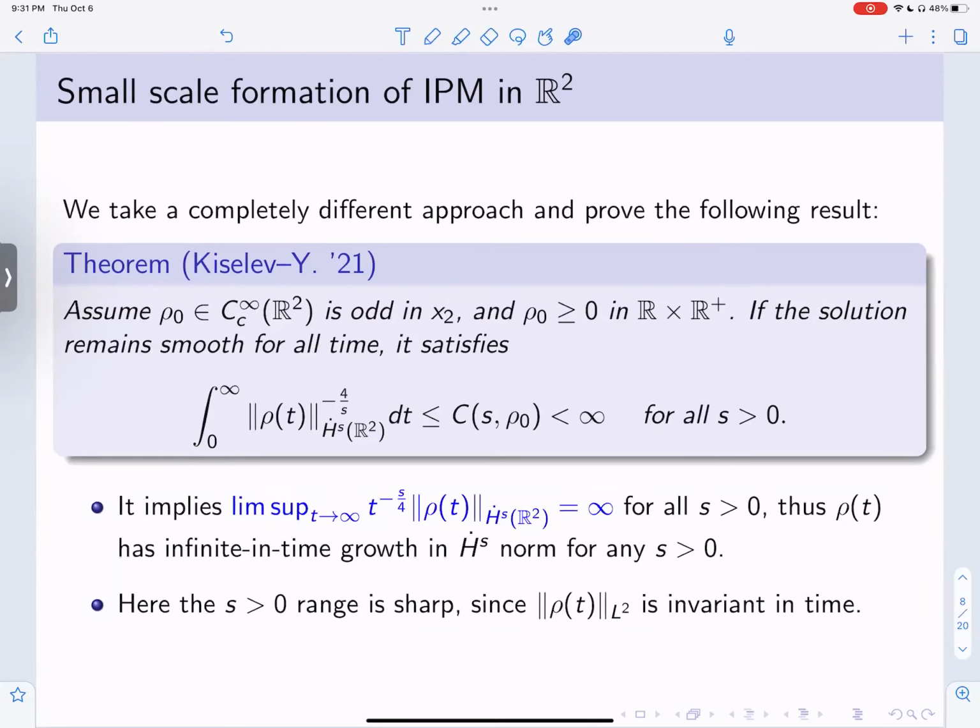So this is true for all the s bigger than 0. We are not sure whether the rate is sharp or not, but the range of s is indeed sharp, because when s is equal to 0, this is simply the L2 norm, right? And we do know that the L2 norm doesn't have any growth because it simply remains conserved when rho is transported by an incompressible velocity. So in that sense, the L2 norm is conserved, but for any HS norm with s bigger than 0, we show that this HS norm has to grow to infinity if there is a global solution.